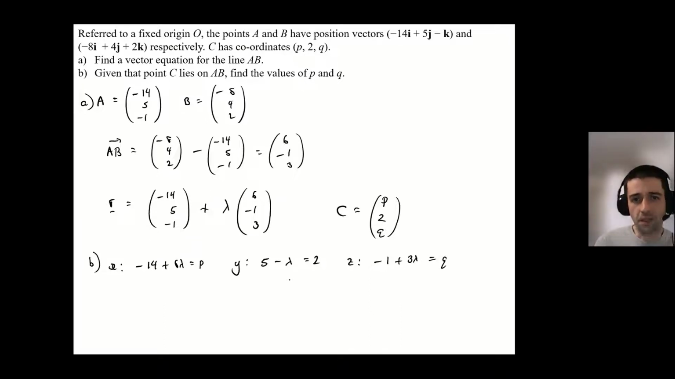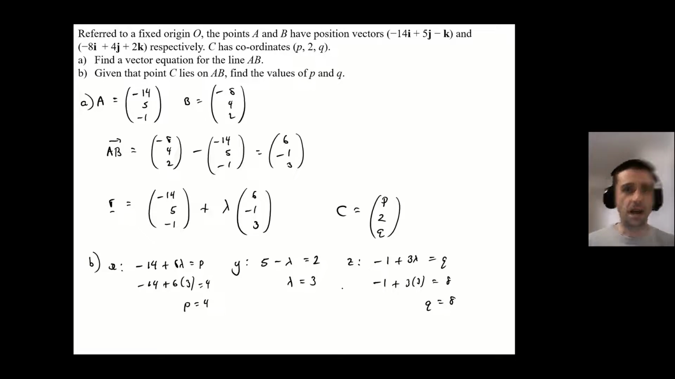Now we can probably see straight away that lambda is equal to 3 from the Y equation, and then I can use that in my other 2 to find P and Q. So if I do -14 plus 6 lots of 3, I'm going to get that P is 4. And over here, if I do -1 plus 3 lots of 3, I'm going to get that Q is 8. So there you go, the values of P and Q.